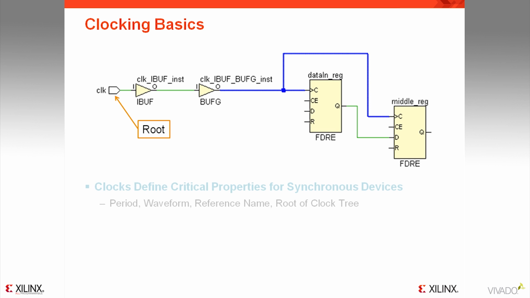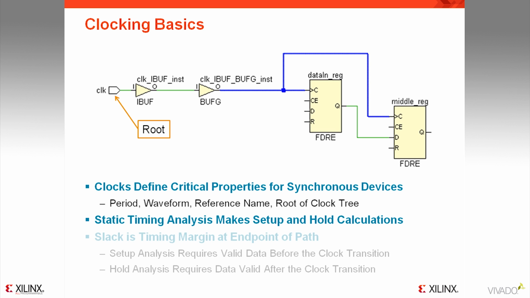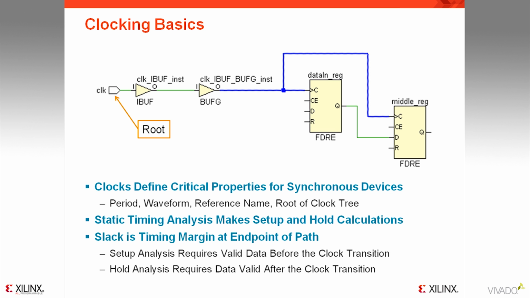A clock domain is a constraint that defines critical properties for these synchronous elements, including the period or frequency, the waveform for rise time, fall time, phase, and duty cycle. These properties are used to perform static timing analysis checks for setup and hold in your design. These checks ensure that there is sufficient margin after placement and routing, such that the data arrives and is valid before the clock transitions to capture it, and is held valid for a period of time after the transition.